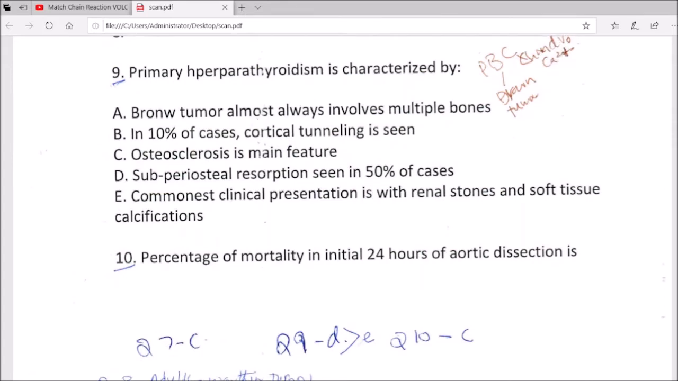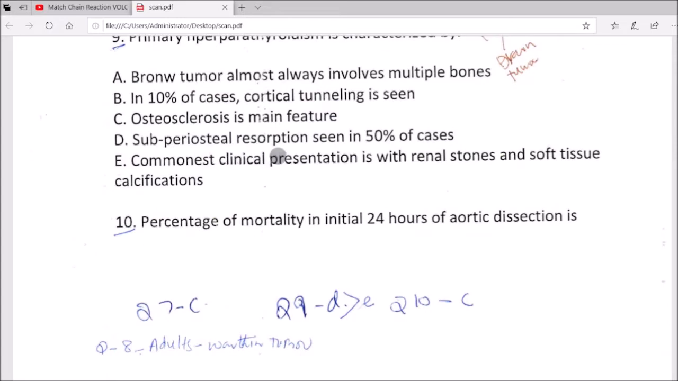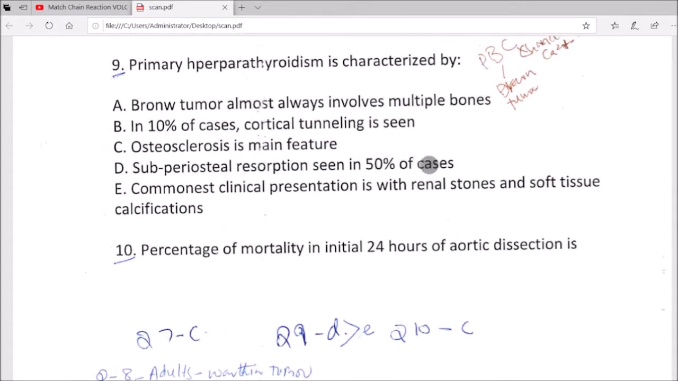9. Primary hyperparathyroidism is characterized by subperiosteal resorption, seen in 50% of cases. This is the best answer, along with the combination of clinical presentation and electrolyte and laboratory investigations.